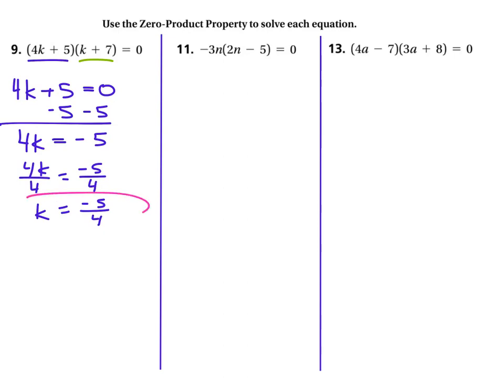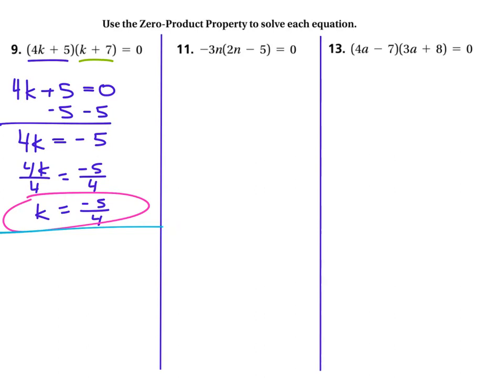And what we're saying here is if in this expression we plugged in negative 5 over 4 everywhere we saw k, then the first binomial would turn to 0. The other one wouldn't. The second one wouldn't. Negative 5 fourths plus 7 won't equal 0. But it will in the first binomial, and that's enough for it to turn the whole thing to 0.